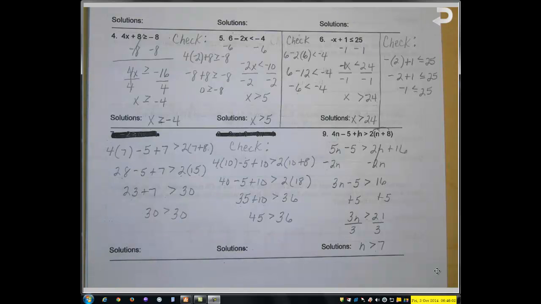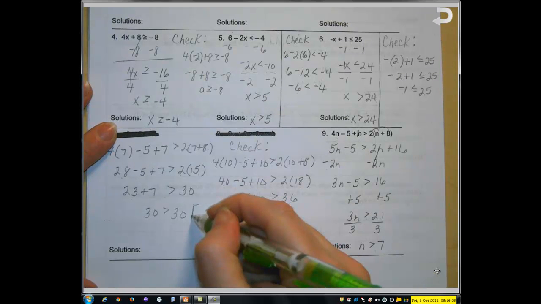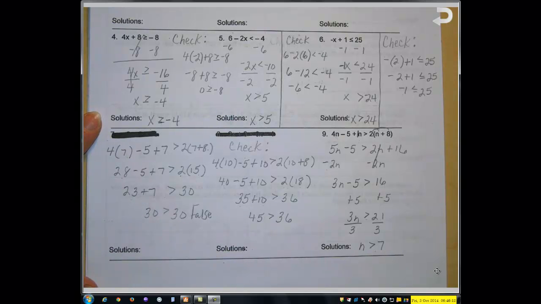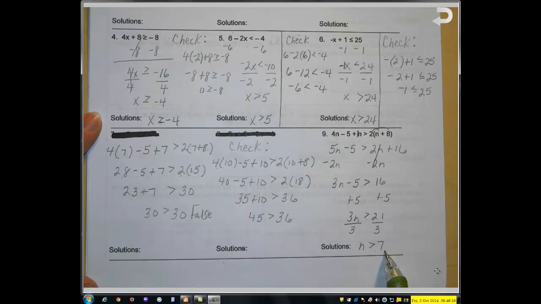Can a number be greater than itself? No. So this is false. So you can see how 7 is not a part of the solution set. Okay? So any number greater than 7 is part of the solution set, but not 7 itself.